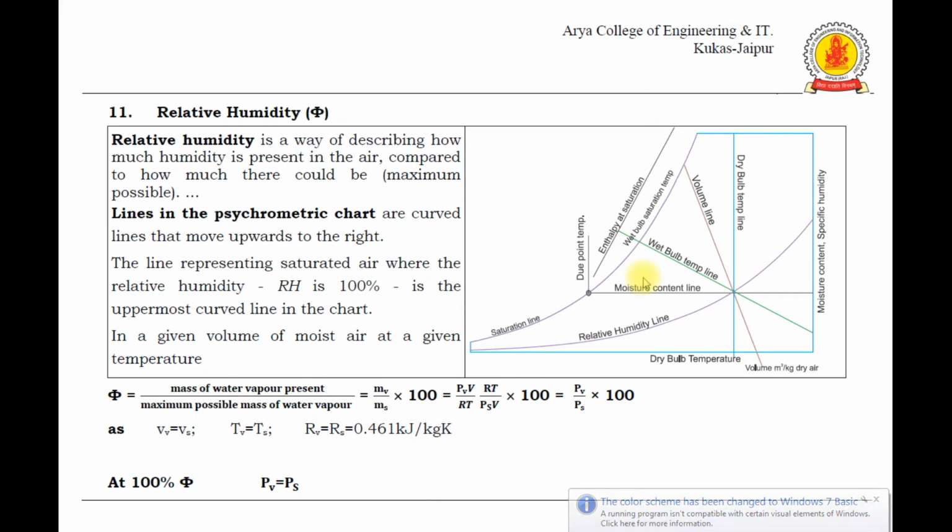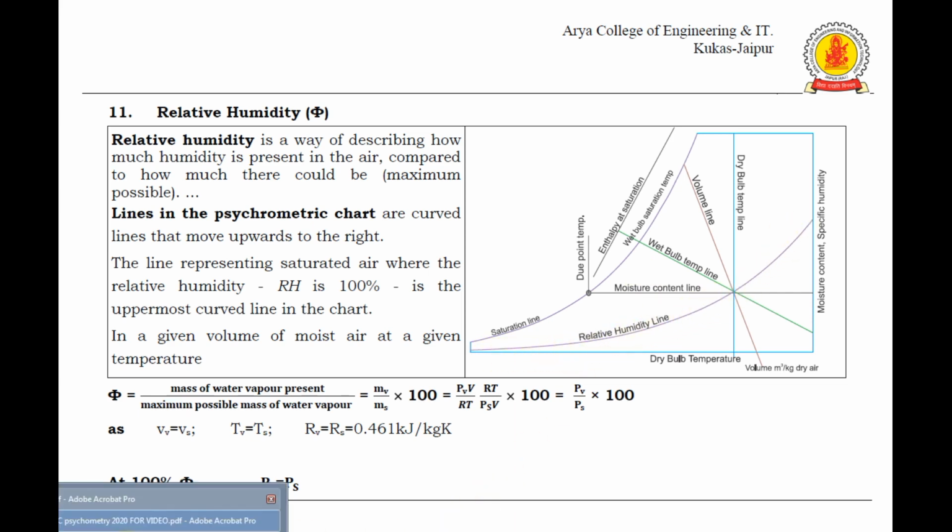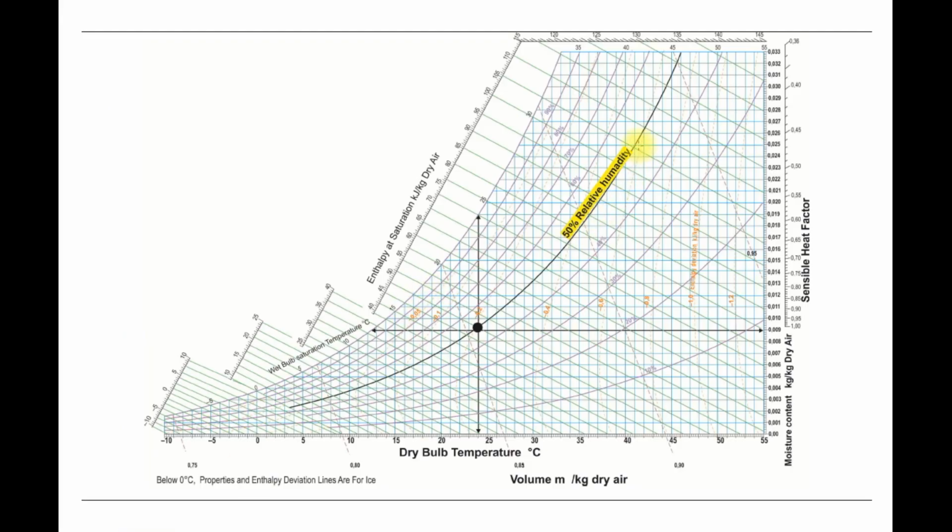Now, relative humidity is an important term. Relative humidity is a way of describing how much humidity is present in the air and how much can be there maximum. Now the lines representing relative humidity on the psychrometric chart are these lines. Can you see it? We will see the psychrometric chart here. This is a psychrometric chart.